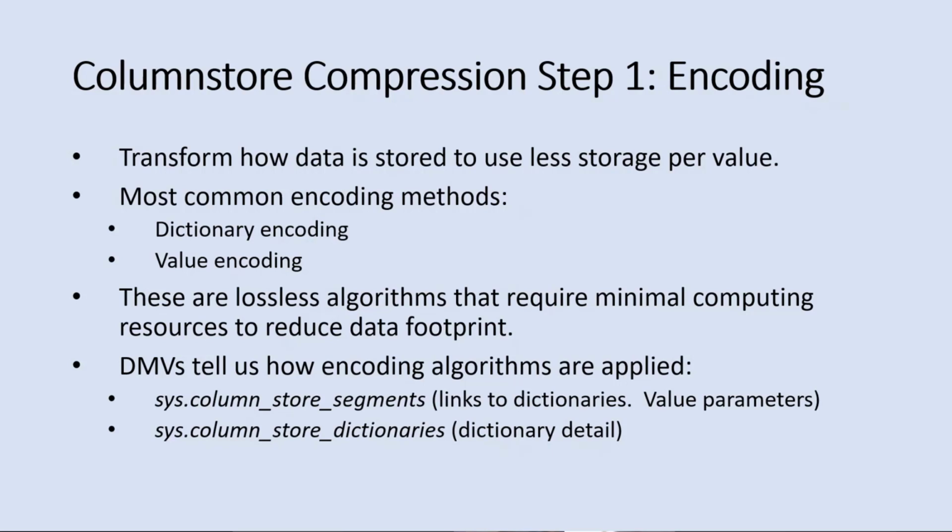I put a few DMVs here. I'll post this deck up later so you have it. They provide information all about how encoding works in a Columnstore index. They tell you exactly what is in the dictionaries, how each segment is compressed, and the details for how it is compressed. So you want that information. It is sitting there in system views waiting for you to look at it, which is very useful.